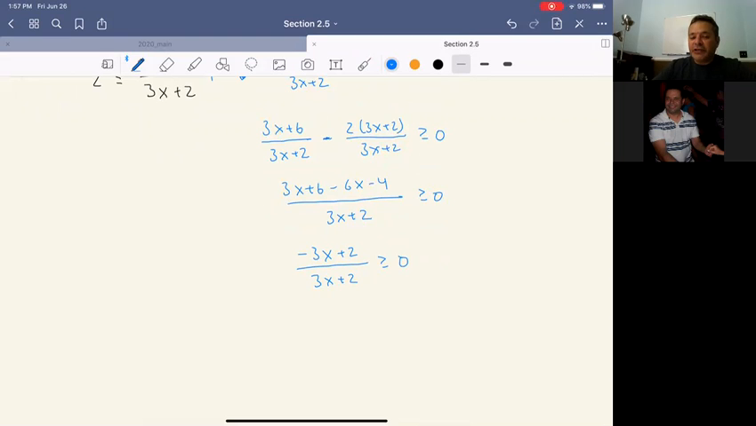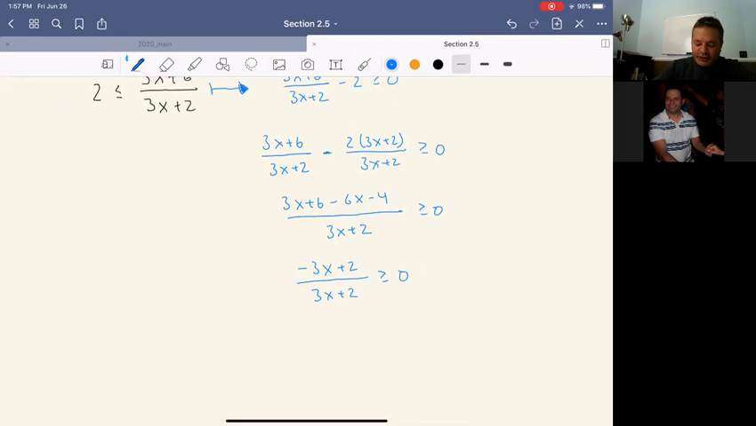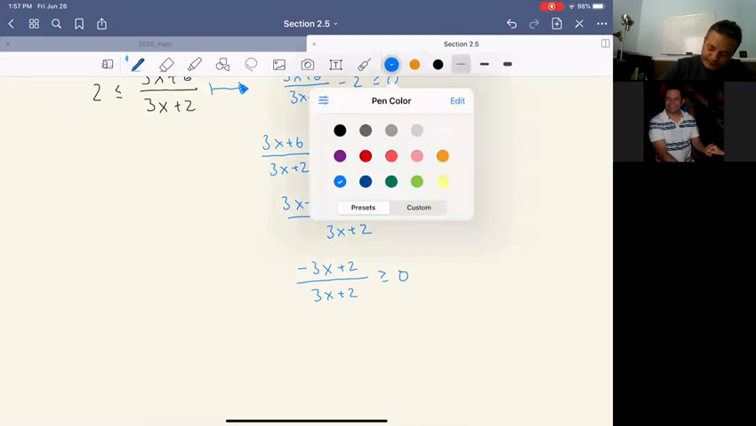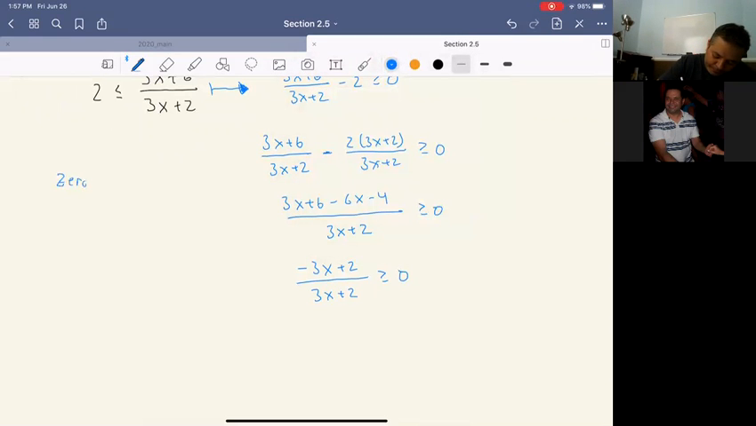Now I'm going to do the sign chart. Where are my zeros? Well, negative 3x plus 2 equals 0. I have to figure that out. So negative 3x equals negative 2, x equals 2/3. And the other one, our asymptote, is that x equals negative 2/3.